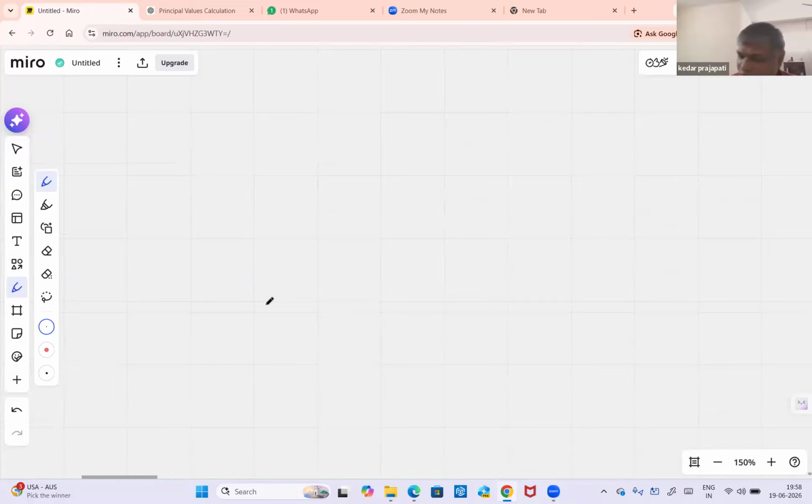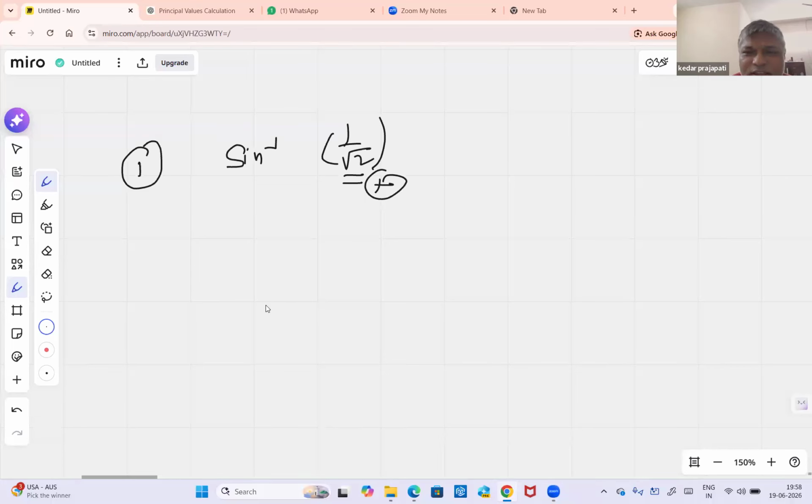Now my question, the first one I'm trying to solve, is sine inverse 1 by root 2. See what trick we used: this angle is positive, so the answer should lie in the first quadrant. But we don't know, we have to solve it. So how will we write the solution?